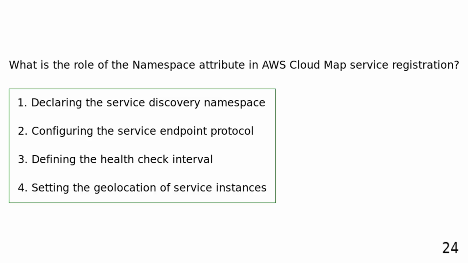What is the role of the namespace attribute in AWS Cloud Map service registration? Declaring the service discovery namespace. Configuring the service endpoint protocol. Defining the health check interval. Setting the geolocation of service instances.